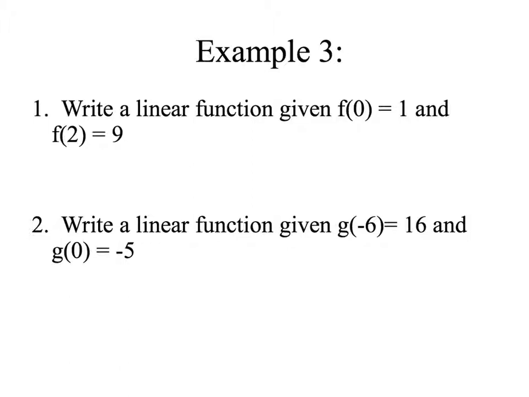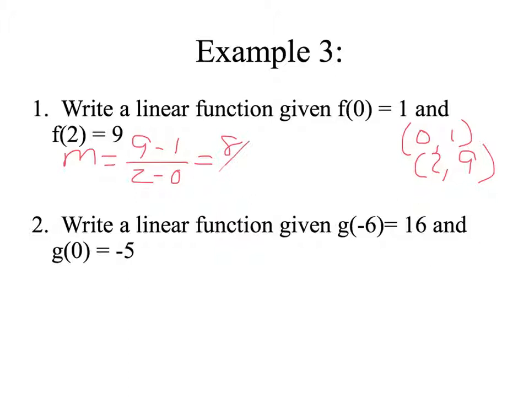Now that you've solved them on your own, we can go over them together. We're going to get 0, 1 as one ordered pair and 2, 9 as the other. Find your slope first. So 9 minus 1 over 2 minus 0. That's 8 over 2, or a slope of 4. My b value is actually given in this problem. Oh, it's not the 9 though, it's the 1. The b value is given, and it was given as 1. So f of x equals 4x plus 1.